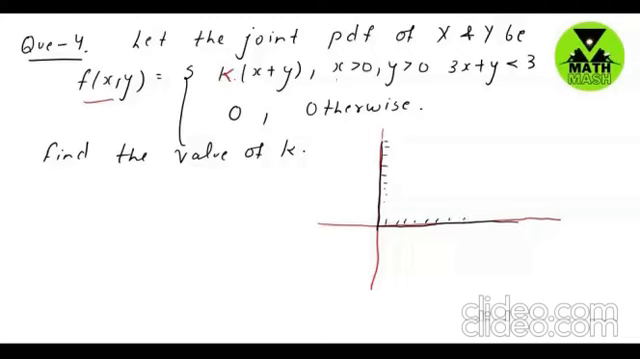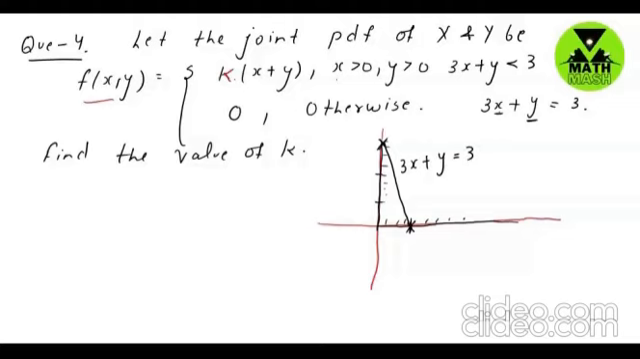Okay, now 3x plus y is less than 3. First we have to sketch the line 3x plus y equals 3. When x equals 0, the value of y is 3, so this is 1, 2, 3. And when we substitute y equals 0, x is equal to 1, not 3. So this is x equals 1, and the point is this one. Join these two points, and this is the line 3x plus y equals 3.